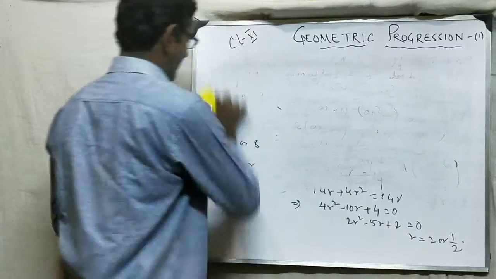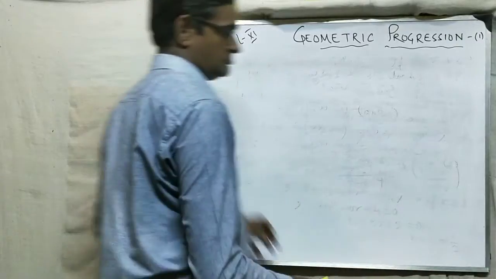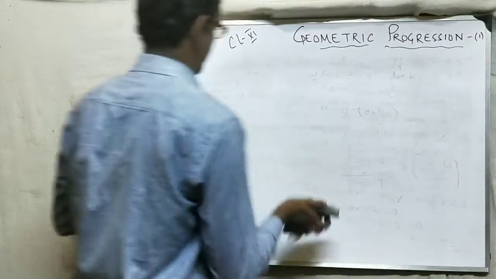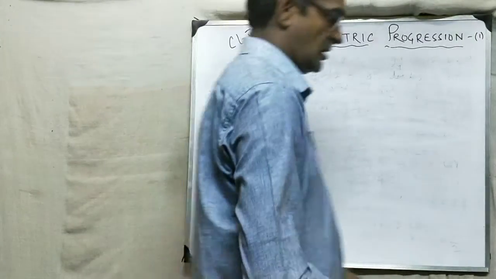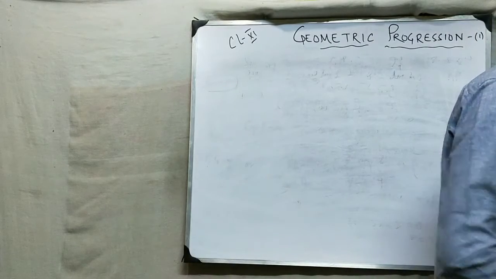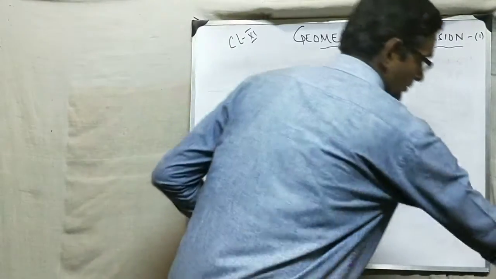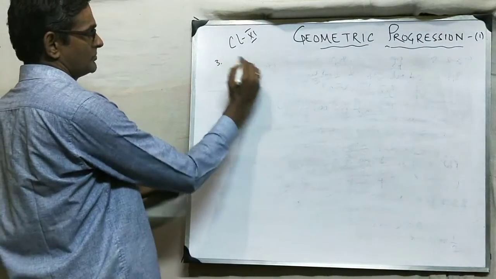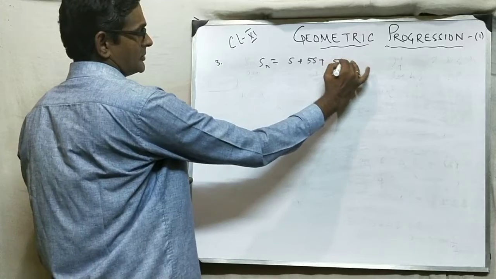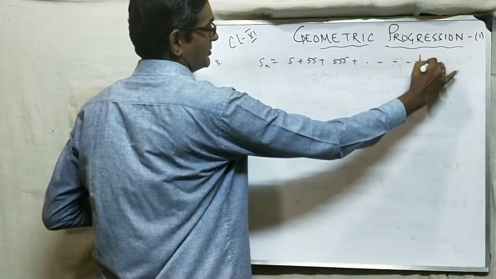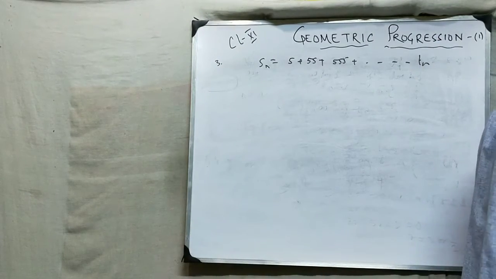Now we will go to question number 3. Question number 3 is: find the sum of S equal to 5 plus 55 plus 555 plus up to n terms. Okay, this is the question. Now let's do it.